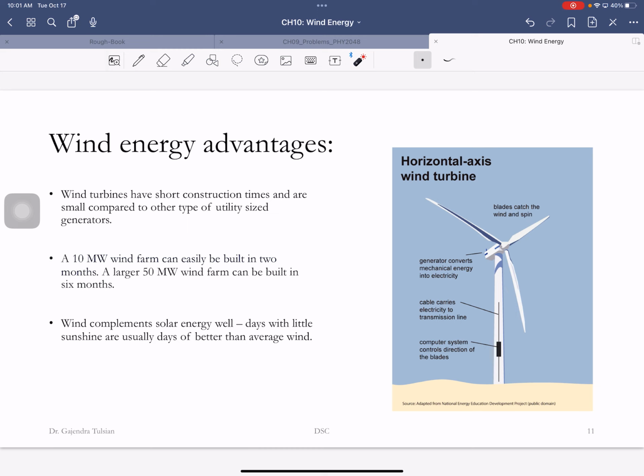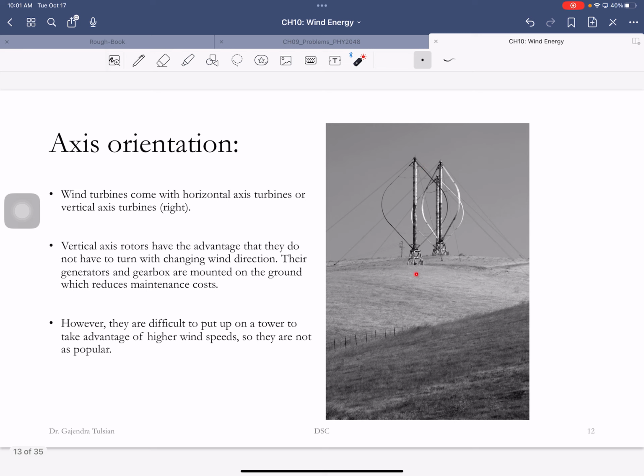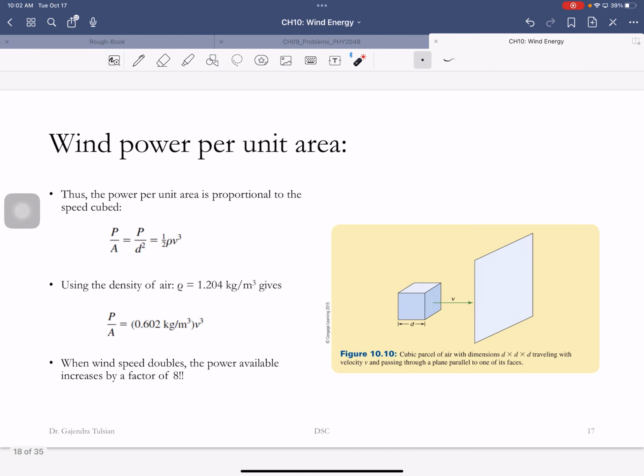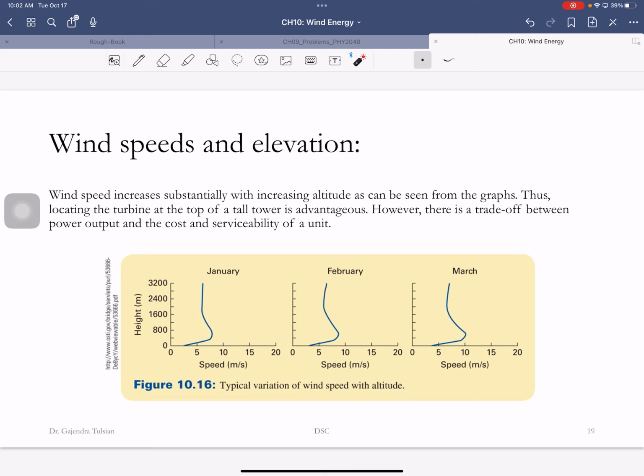So there are two kinds of wind turbines. This is a horizontal axis. The axis about which it rotates is horizontal, and here's a vertical axis turbine. Now let me show you a graph. Here's a graph of wind speeds with elevation. Here's the height and wind speed, and you can see that as elevation increases, wind speed increases.